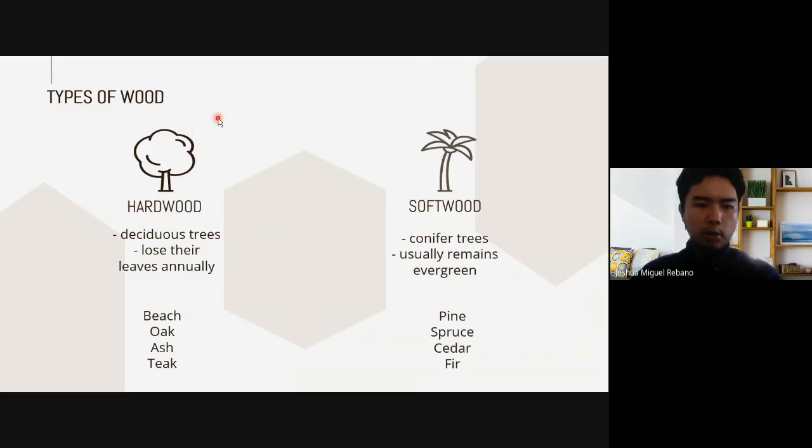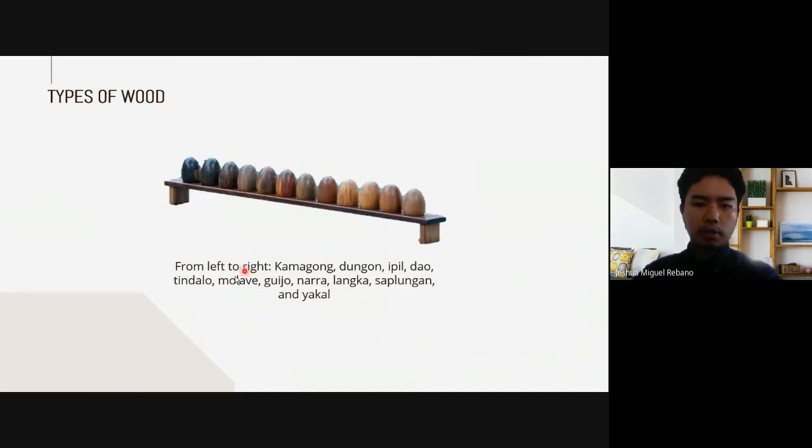So there are two types of wood, which are hardwood and softwood. Hardwoods are generally trees which lose their leaves annually. Examples are beech, oak, ash, and teak. Softwoods are trees that remain evergreen, such as pine, spruce, cedar, and fir, for some examples. So these are some examples of common wood in the Philippines. From left to right: Kamagong, Dungon, Ipil, Dao, Tindalo, Mulawin, Giho, Nara, Langka, Saplungan, and Yakal.